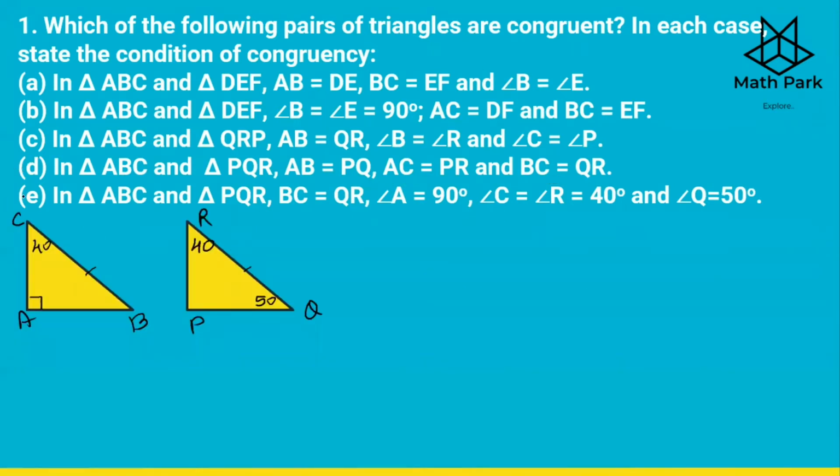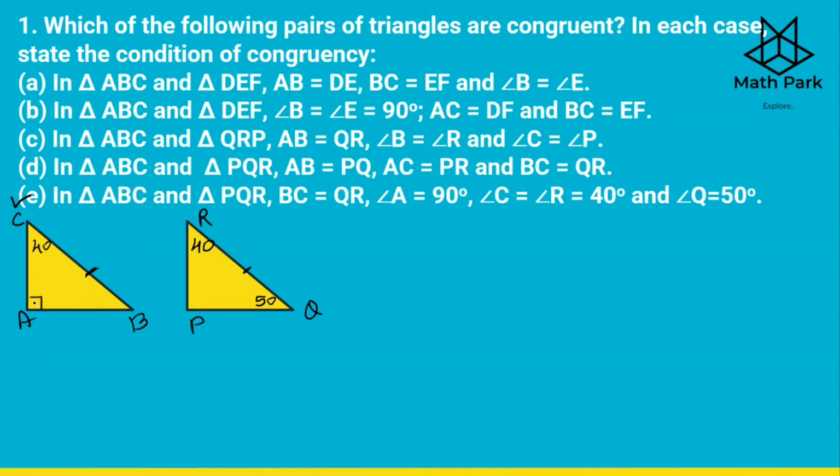We start with E part of question number 1. So in triangle ABC and triangle PQR, you are given BC is equal to QR, and you have angle A is 90 degree and angle C is 40 and angle R is 40. So you are given two angles of this triangle and this side is there.